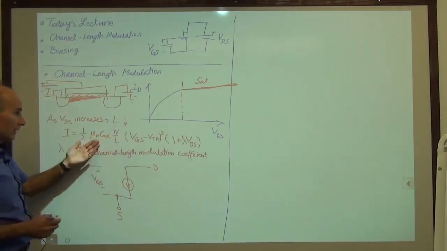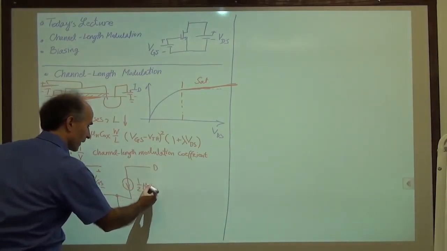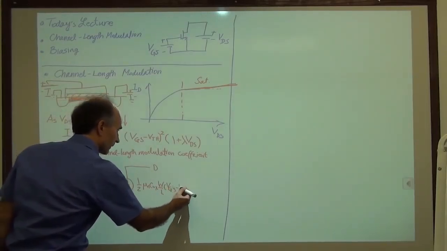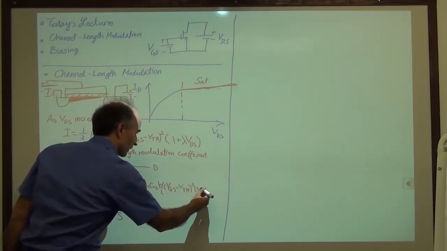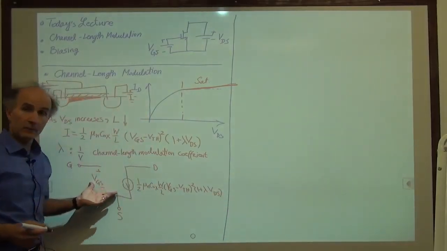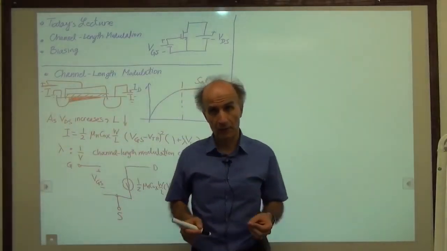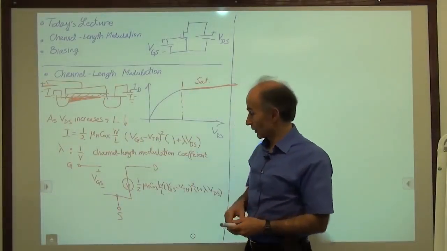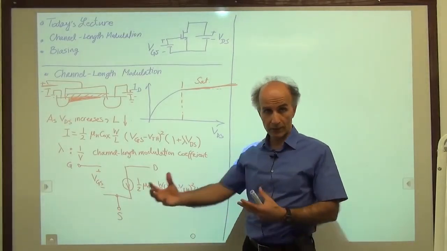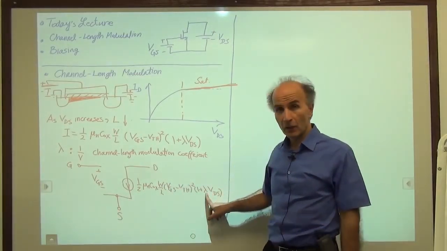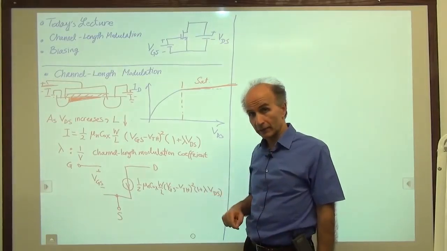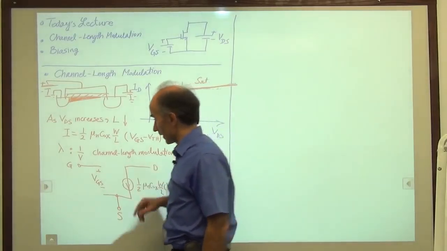So if we know we're in saturation, this is the equation that we have: 1/2 mu n C ox W over L (VGS minus VTH) squared times (1 plus lambda VDS). This is a more complete model of the MOS transistor that we can use. If you are given a MOS device, usually you are given mu and C ox. Then W and L are things that you can choose if you want to design the MOS device. You pick some W, some L. And lambda is also a known quantity for the technology at hand. So lambda is also a known value. Okay, this is what we call channel length modulation.